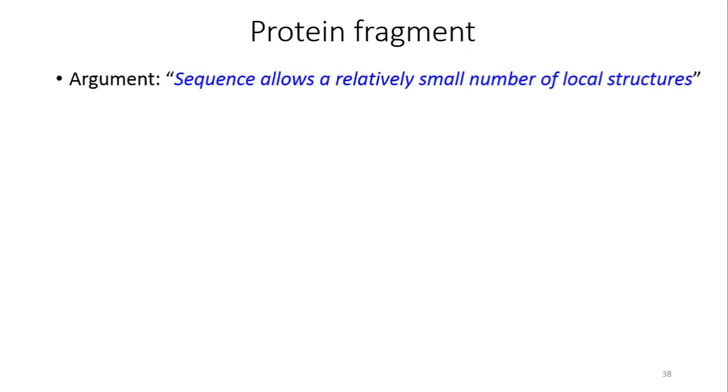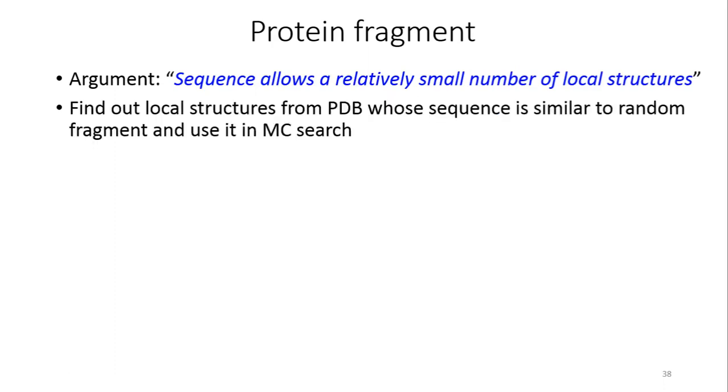Now the third approach to minimize the Monte Carlo search is to use known protein fragments. This is based on the argument that sequence allows a relatively small number of local structures. So what if we found the local structures from the PDB whose sequence is similar to the random fragment and used those in our Monte Carlo searches?